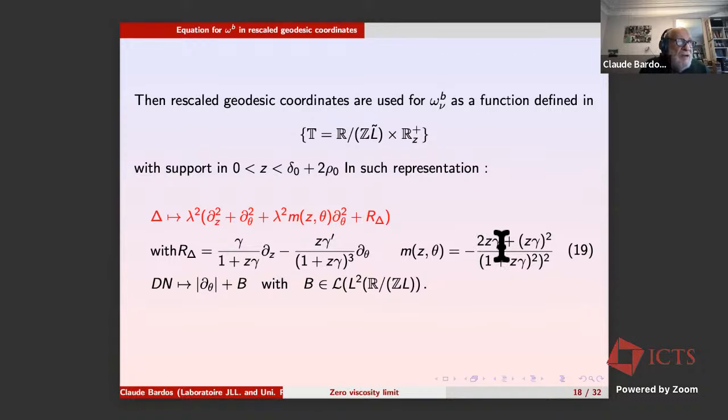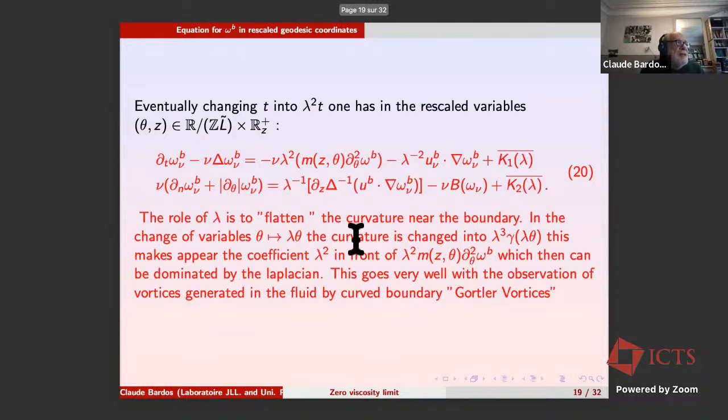Now, just observe that I have the vorticity here, that I have the vorticity there, and that I have a lambda square. And if I take lambda small enough, that will kill this quantity, which can be absorbed by the du over theta. And this is where the condition on the curvature of the boundary appears. So that's a summary of what is done.